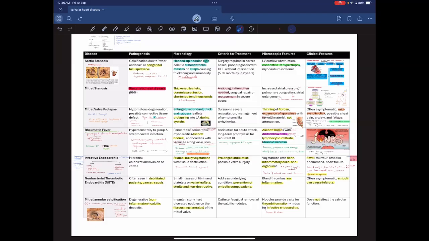What differentiates it from infective endocarditis is that we'll only see a bland thrombus, no inflammation, no bacteria. This vegetation does not have any microorganism at all. So we are not afraid of infection, but we are afraid the patient might have some embolic complication. That's why we must be cautious. Often it's asymptomatic, we discover it by accident, and it can cause emboli.